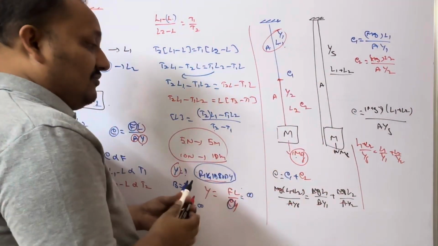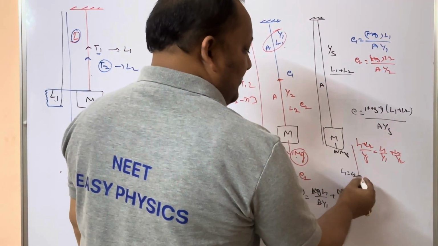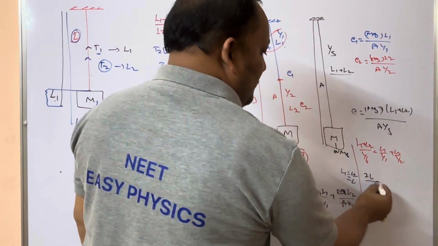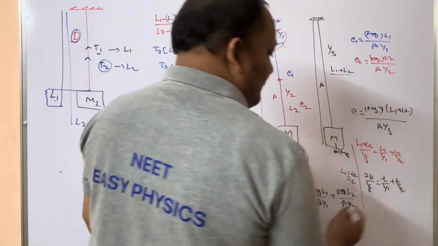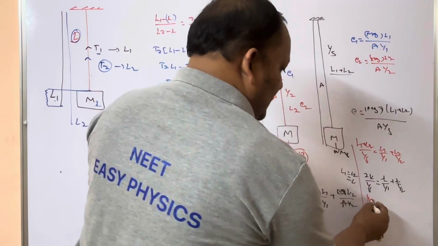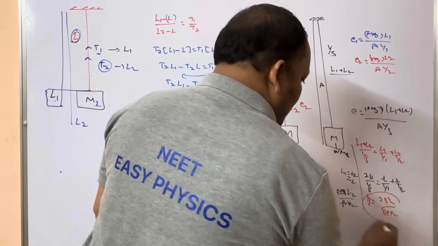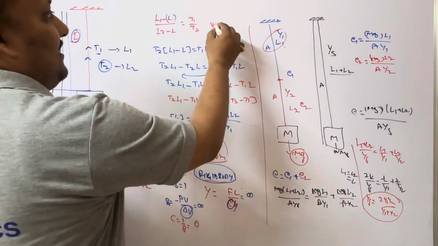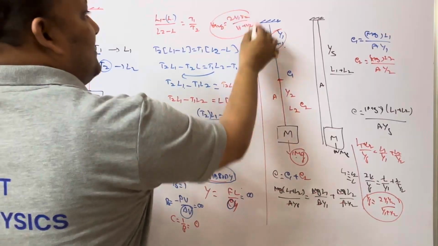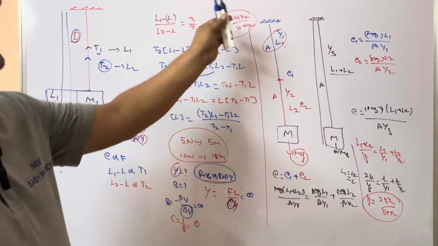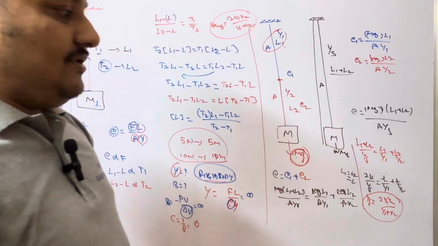If the lengths are also the same, meaning L1 and L2 are both L, then 2L by Ys equals L by Y1 plus L by Y2. Therefore, if we solve this, Ys equals 2Y1Y2 by (Y1 plus Y2). The average velocity formula we have in motion in a straight line is 2V1V2 by (V1 plus V2). That formula you apply whenever the distance is the same. This formula you apply whenever the load is the same.